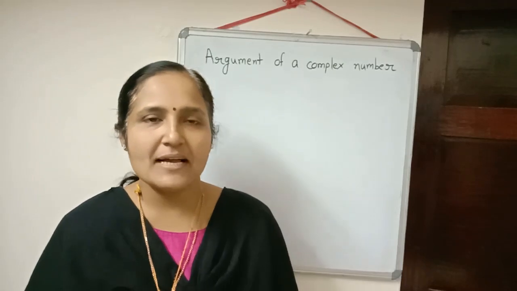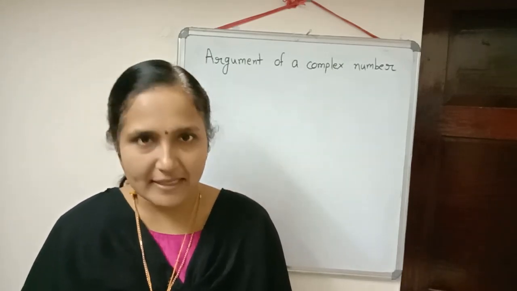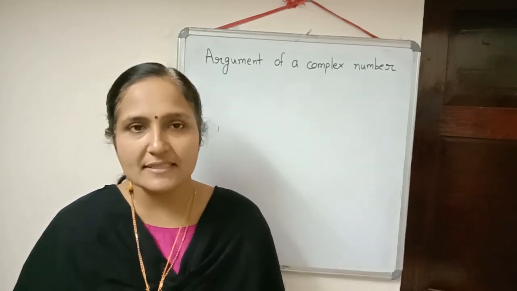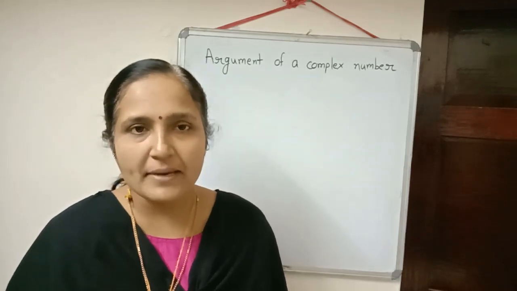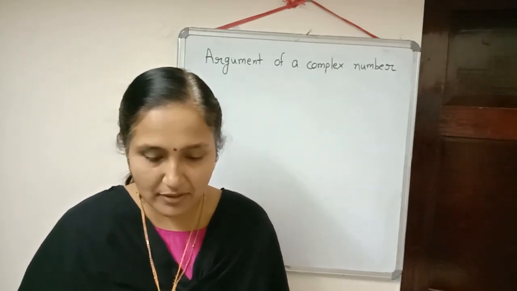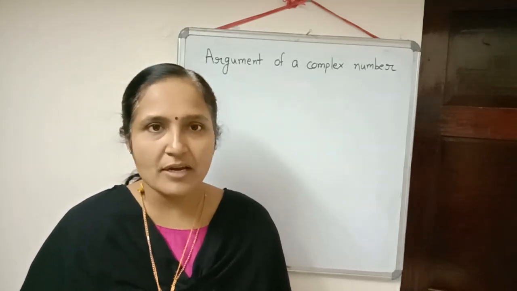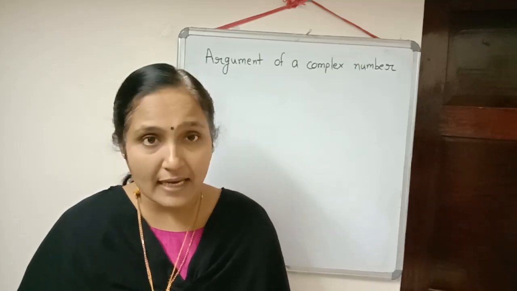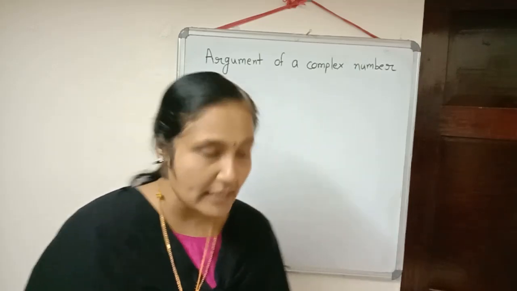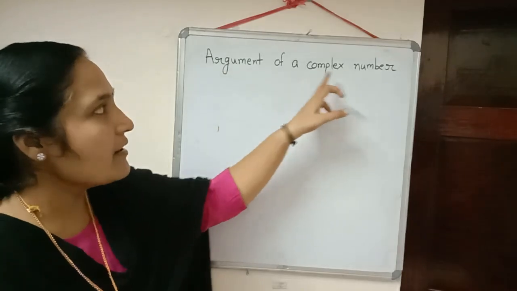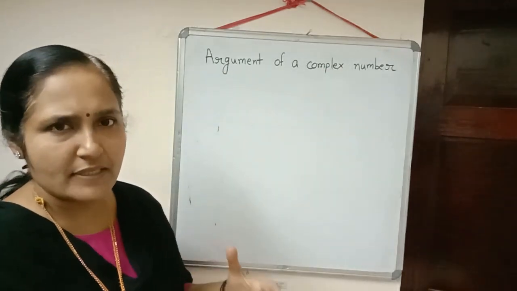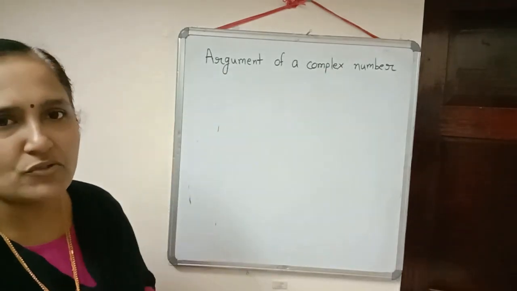In the previous two classes we discussed a complex number. In the first class we discussed the general form of a complex number, and then we discussed the modulus and conjugate of a complex number. In this class we are going to discuss the argument of a complex number. So first, again, we can revise the things we studied there.